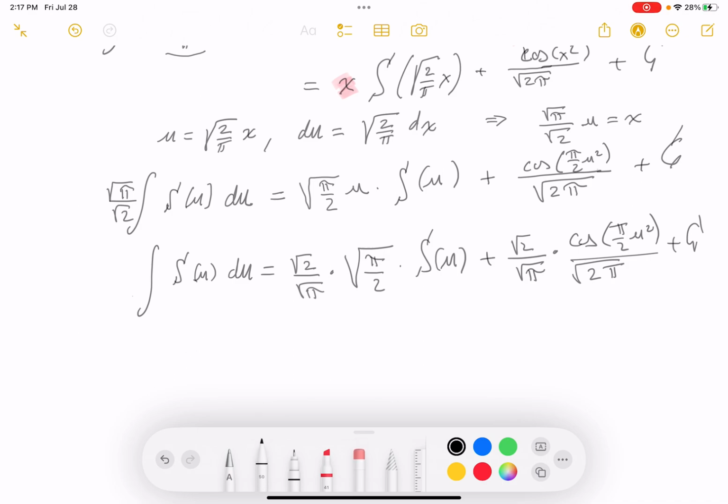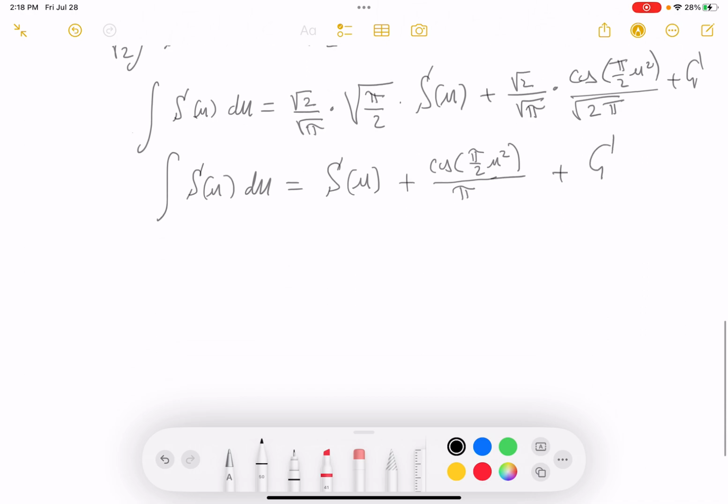Again, I get that integral symbol down. We'll look at the key in a moment. When I say look at the key, we'll look at the key. So what do you get over here? You just get S of u plus, well, let's see. The root 2's are going to disappear, and root pi times root pi is just pi. And then we get cosine pi over 2 u squared plus c.